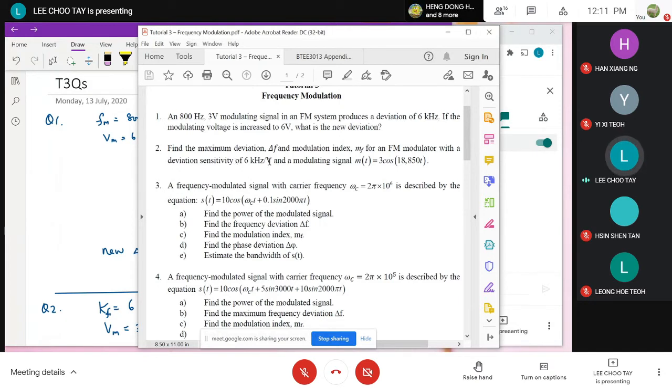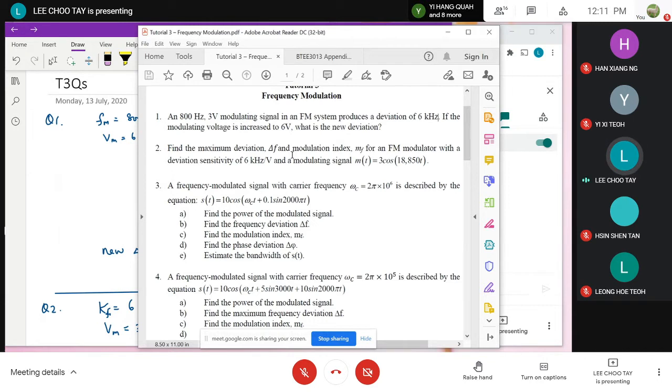So we know Kf, and we need Vm in order to find delta F, isn't it? Vm you extract from the equation of the modulating signal. From here you can see the peak amplitude is this number, because as far as the cosine function is concerned, the maximum value is 1. So that gives the peak amplitude of your message signal as 3. So your Vm is 3, and that will give you your delta F.